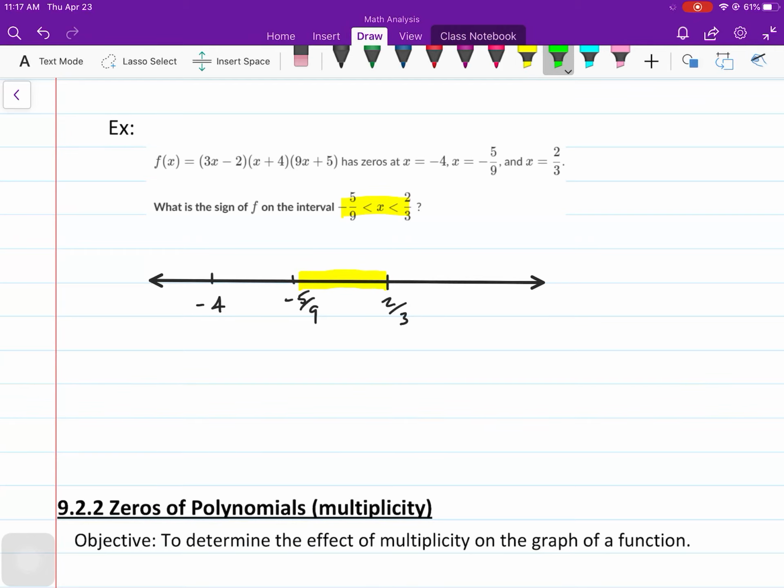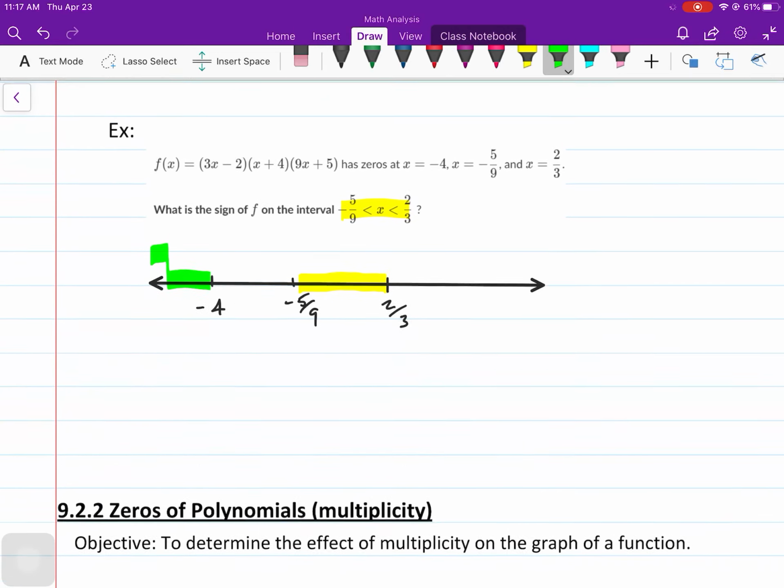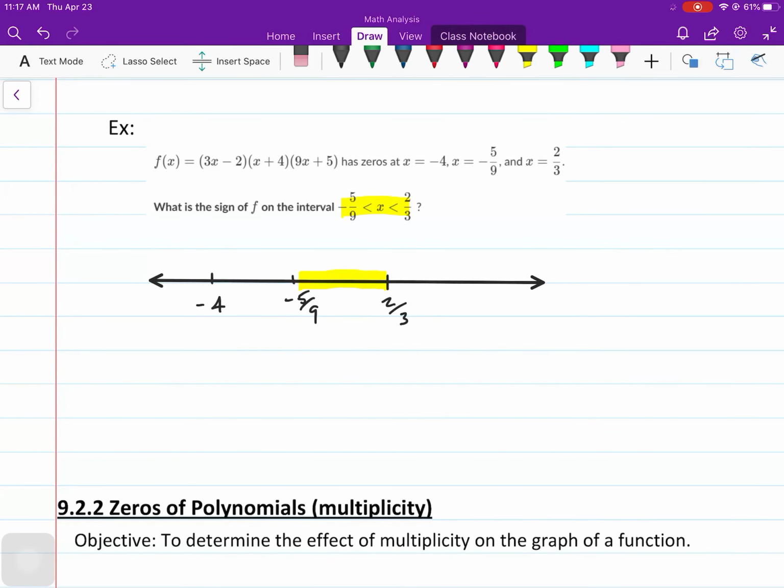And once again, if you need a test over here, you'd plug in a number to the left of -4. If you want this interval, you'd plug a number between -4 and -5/9. And if you want this interval, you'd plug in a number greater than 2/3. And that's what we're going to do with this one. We're going to plug in one between -5/9 and 2/3.